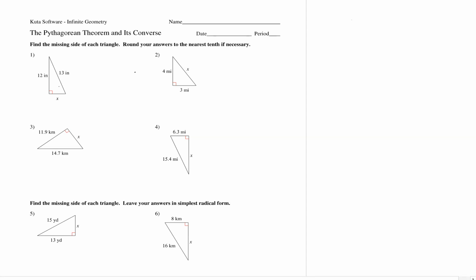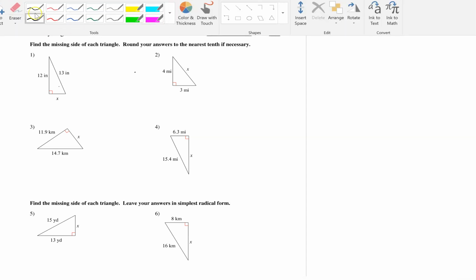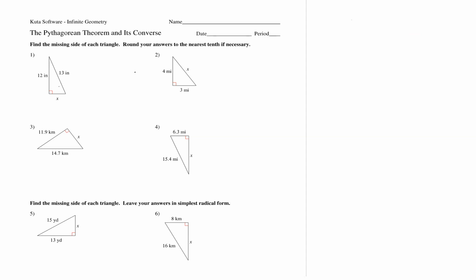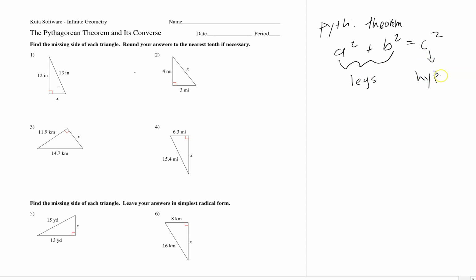The Pythagorean theorem is a squared plus b squared is equal to c squared, where your a and your b are meant to be your legs. And your c is your hypotenuse.